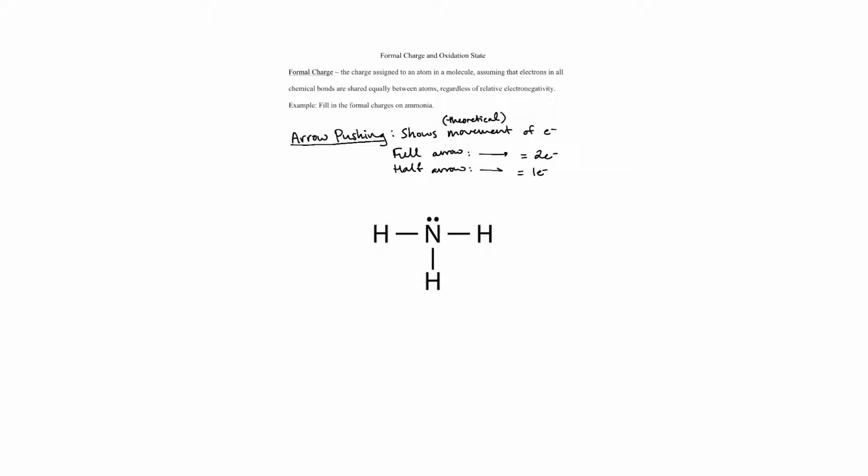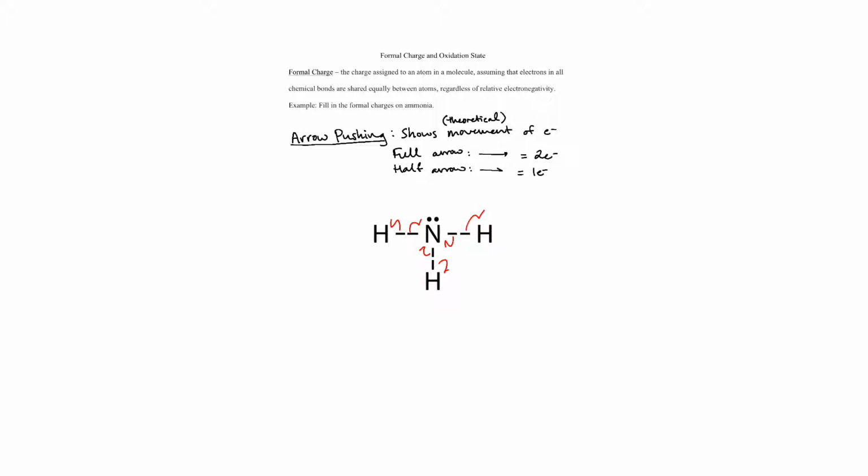But first, we're going to do exactly what it says in the definition. We're just going to chop the bonds in half. And then we're going to put 1 electron from each bond on each of the atoms, right? So 1 on hydrogen, 1 on nitrogen, 1 on hydrogen, 1 on nitrogen, 1 on hydrogen, 1 on nitrogen.